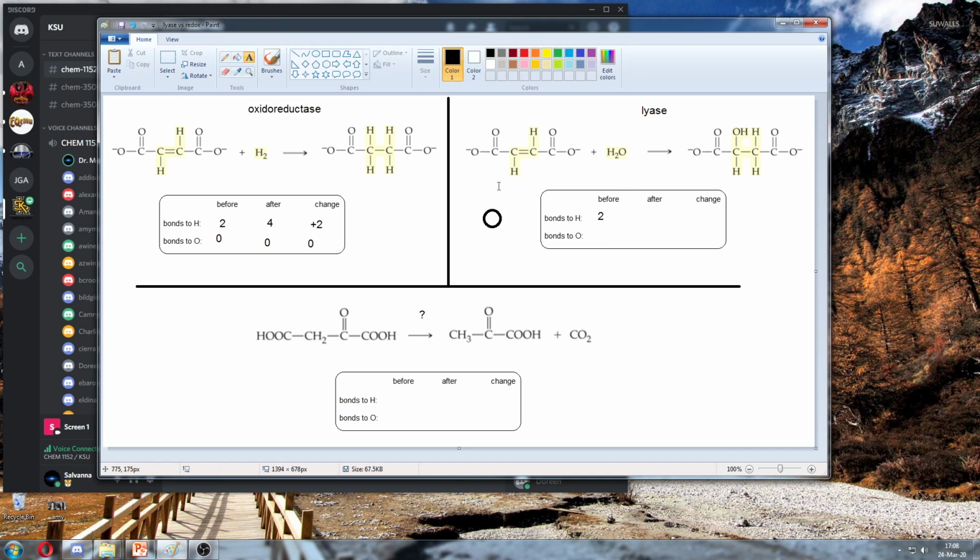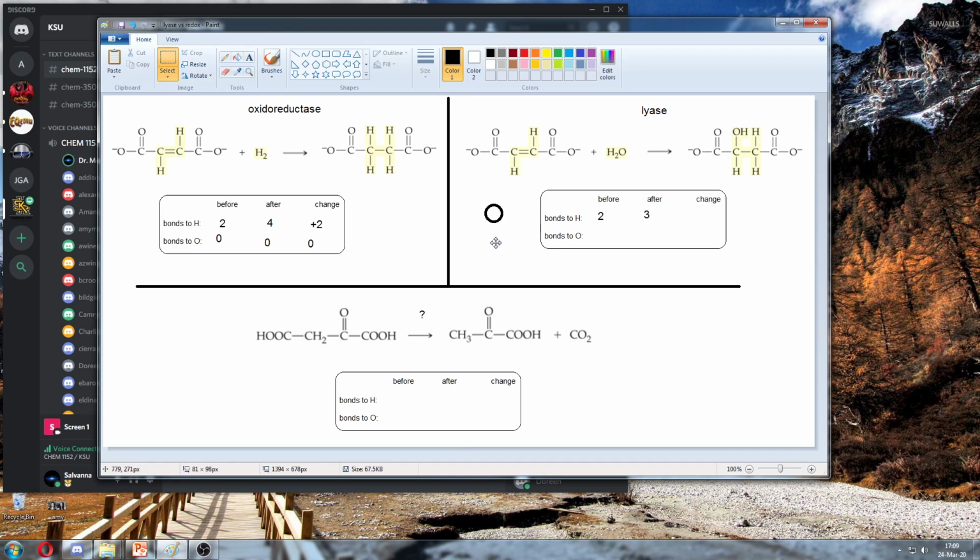The number of bonds to H afterwards, so looking over here, be careful with this one. How many bonds to hydrogen are these carbons making? Right. This hydrogen is not bonded to that carbon. It is bonded to this oxygen. So these two carbons are making how many bonds to hydrogen now? So there's 1, 2, and 3. This one is not bonded to a carbon. So the answer here is 3. So we'll say the after picture is 3.